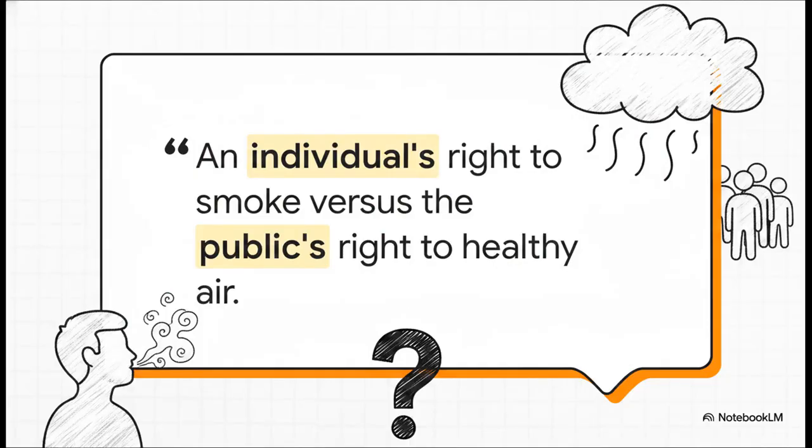Our sources provide a classic everyday dilemma that hits the nail on the head. Think about it. An individual has a fundamental personal choice and liberty to smoke. That's an individual right. But the public has a right to healthy air, which is a collective utilitarian good. So at what point does protecting one person's personal choice become an unacceptable harm to the wider society? It's tough, because neither side here is inherently malicious, but they are undeniably in direct opposition, basically forcing leadership into a corner.